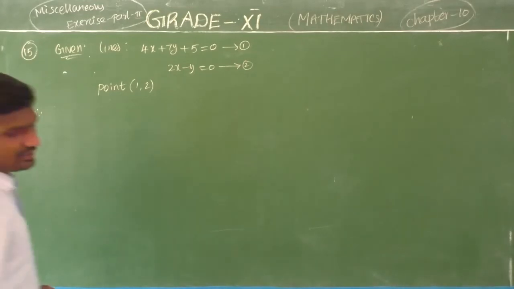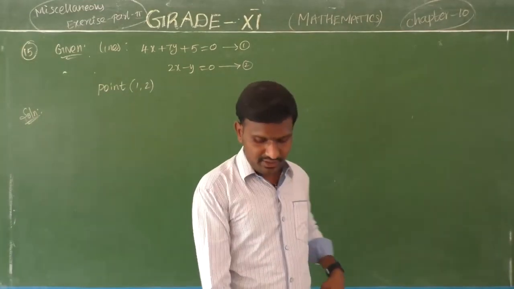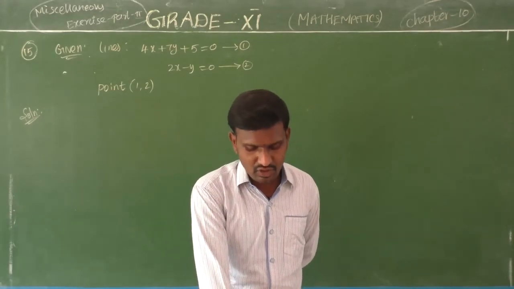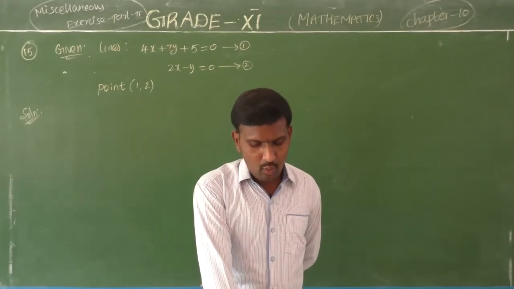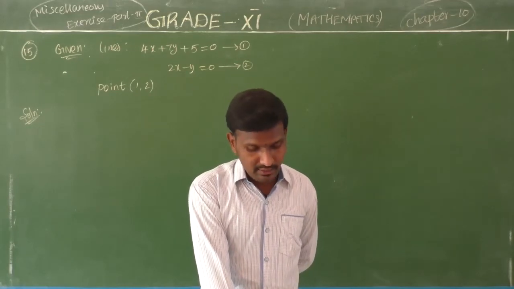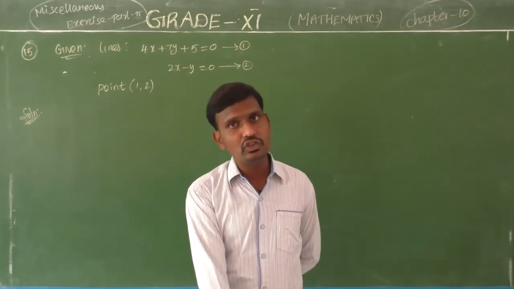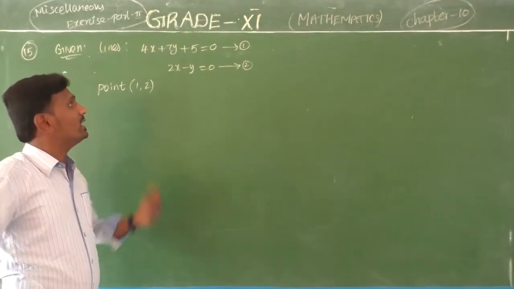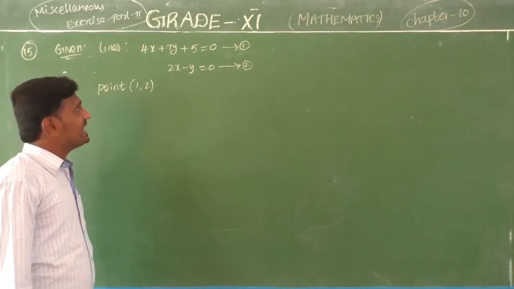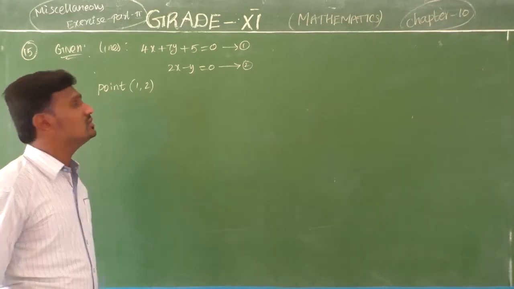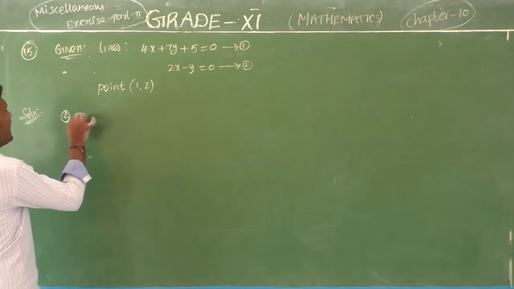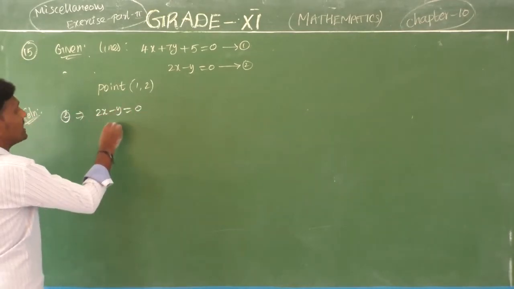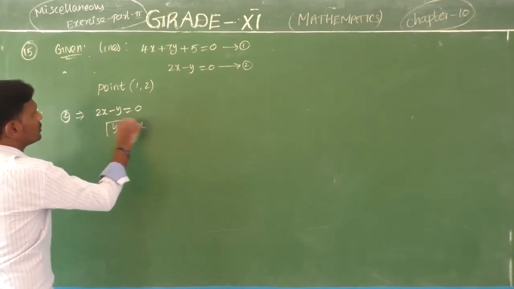Question number 15. So look at question number 15. Find the distance of the line 4x plus 7y plus 5 equal to 0 from the point (1, 2) along the line 2x minus y equal to 0. Okay. Now the first line is 4x plus 7y plus 5 equal to 0 and the second line is 2x minus y equal to 0. Now take the second line, 2x minus y equal to 0. So minus y moving that side, it will come y equal to 2x.